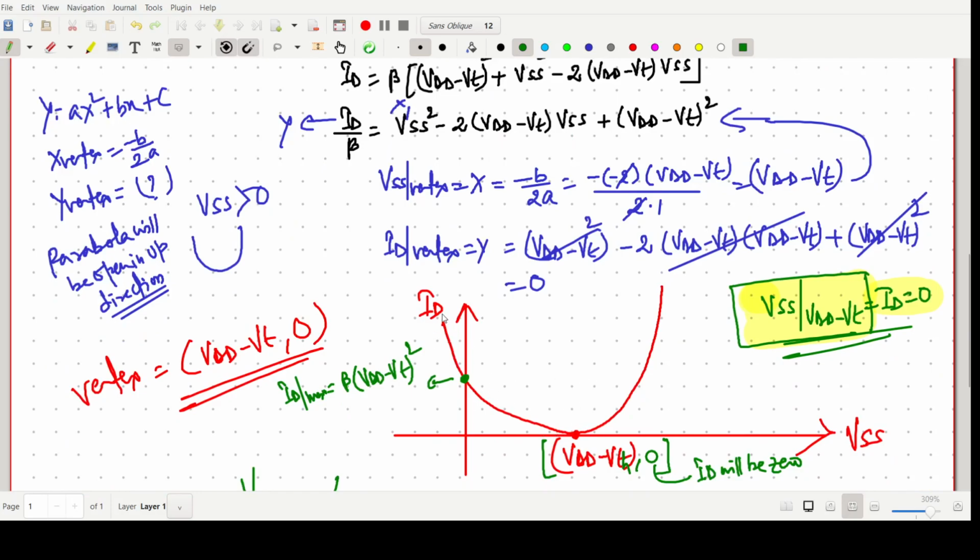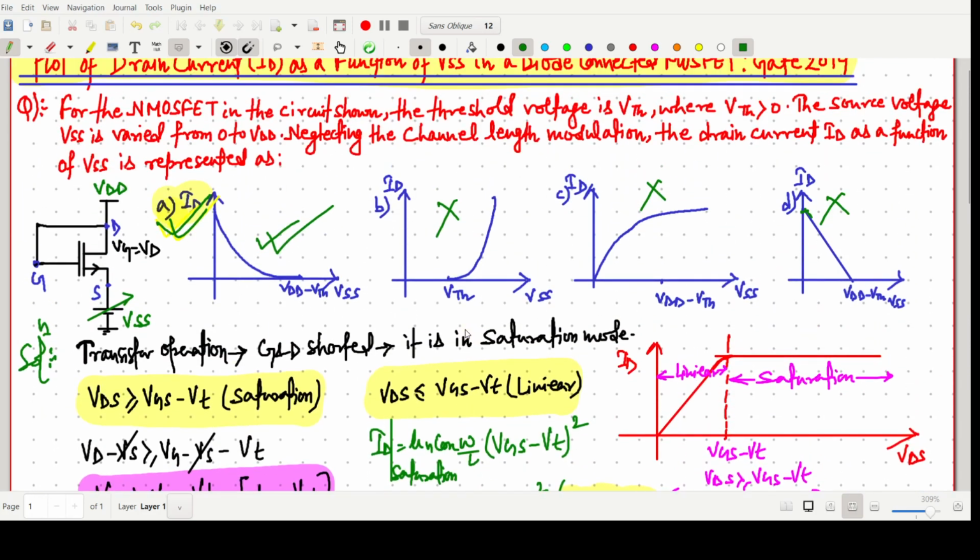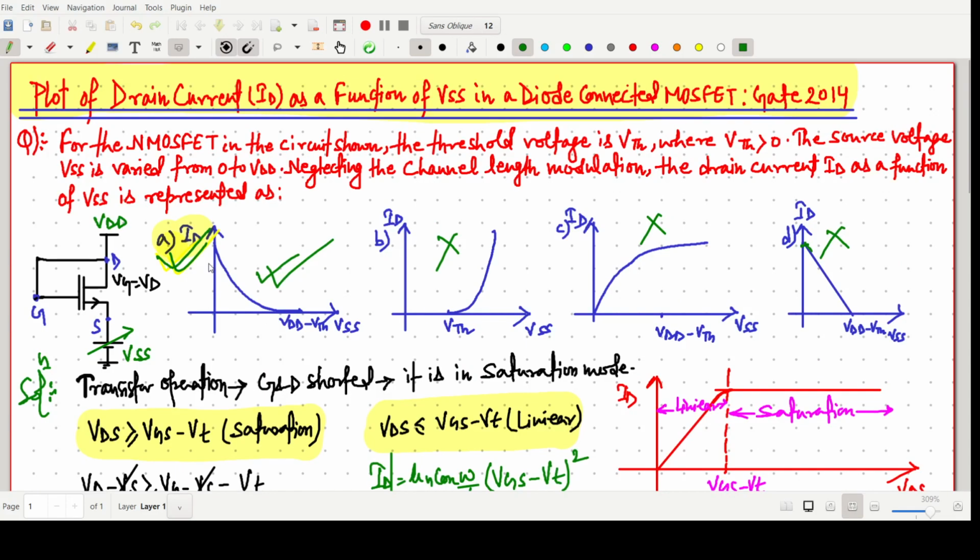I'm not a very good artist, so that's why this one is somehow like that. Otherwise, you may like a better parabola. ID and VSS, and this point is our VDD minus VTH. So the correct answer for this question will be option number A. Any type of question may come from this type of thing, so you have to go step by step to solve such questions.